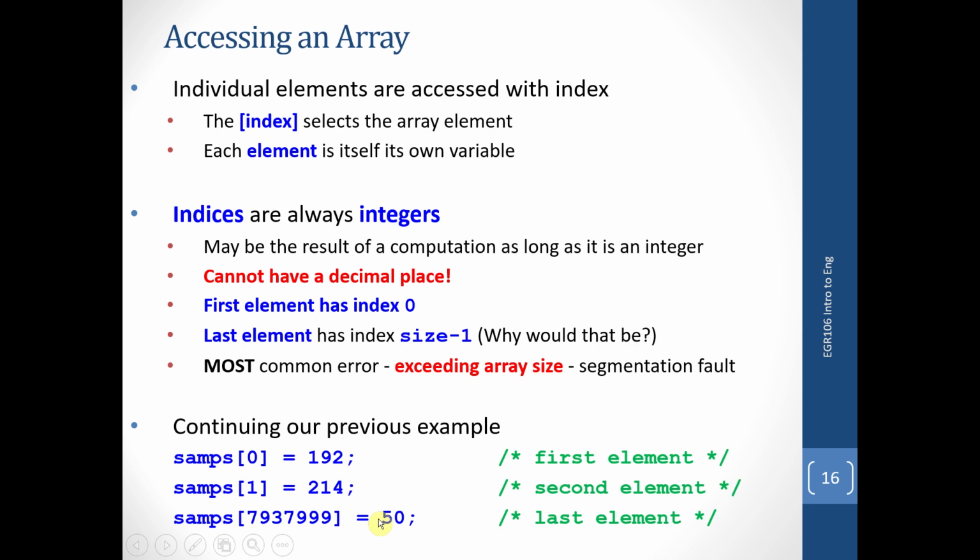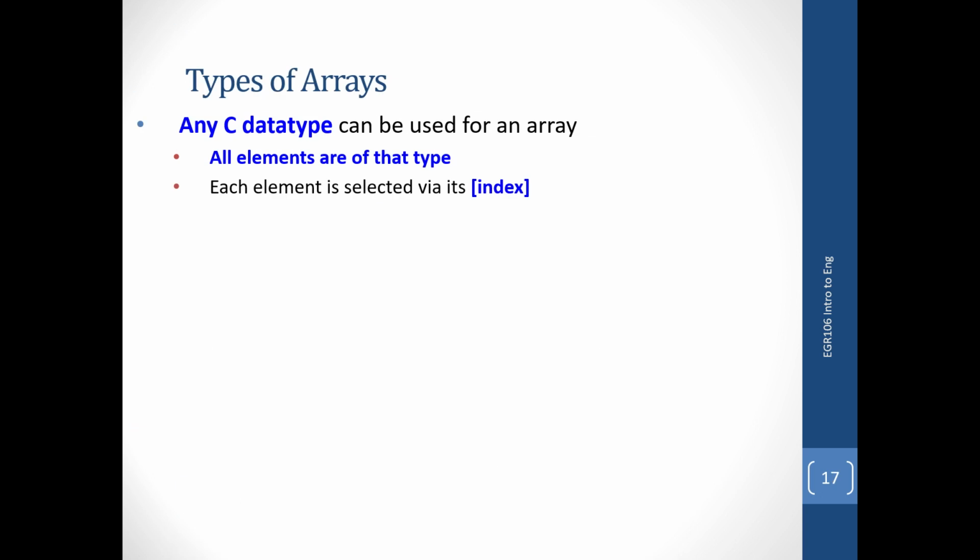And I can store whatever integer I want in it, but it doesn't actually go up to 7,938,000 because I started at 0, so I subtract 1 from the max. Any C data type can be used for an array. We talked about that. Every single element in the array is of that data type. So if I have a char array, which is also called a string, all of those elements will be chars. Or if I have a double array, every single element will be a double.